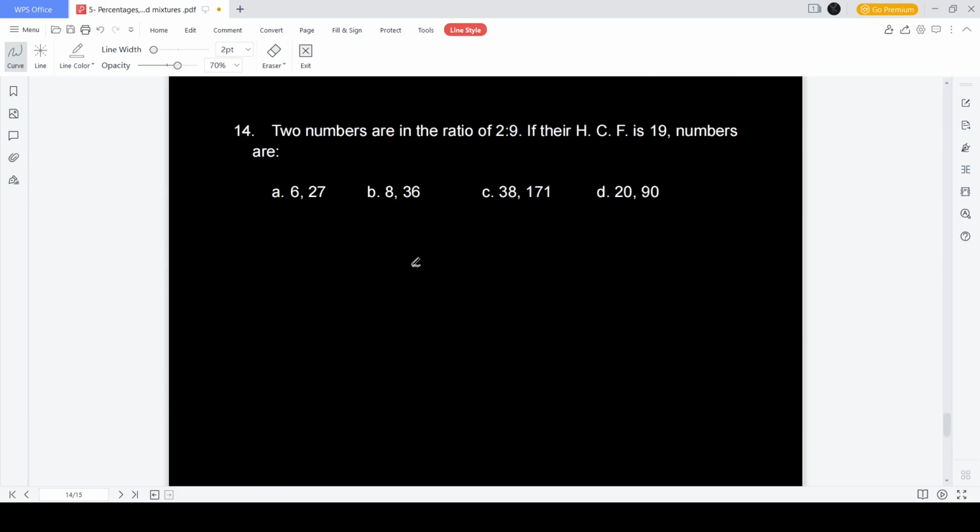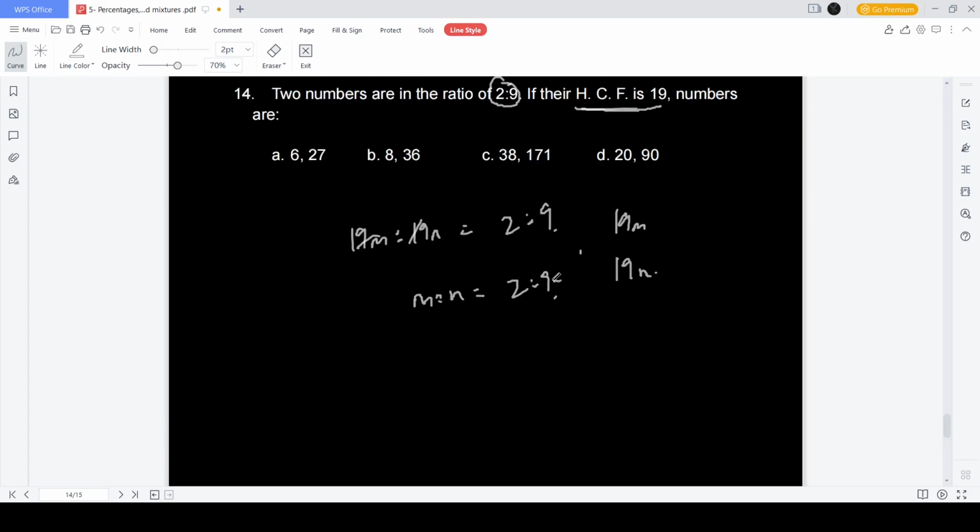Alright, next question. Two numbers are in the ratio 2 is to 9. If their HCF is 19, then the numbers are what? See, if their HCF is 19, then we know that 19 divides both the numbers. So let's write the two numbers as 19 into some number m and 19 into some number n. If the ratio is 2 is to 9, then 19m is to 19n is equal to 2 is to 9. So we have m is to n is equal to 2 is to 9.